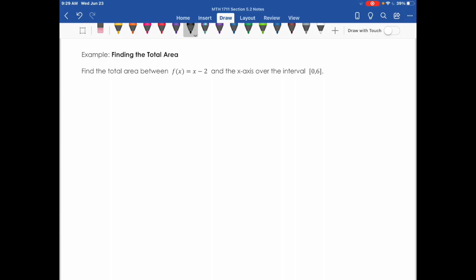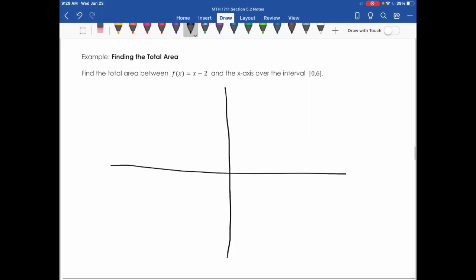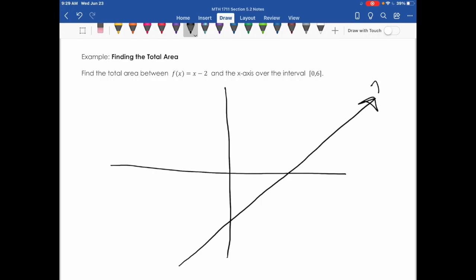In this example, we're asked to find the total area. However, like we did in the last example, I'm going to find the total area and the net area just for practice. So the function that we need to find the total area for is x minus 2. So the picture is going to look something like this. Here's my graph of x minus 2. Now we have to do this on the interval from 0 to 6. So here's 0, and here's 6.